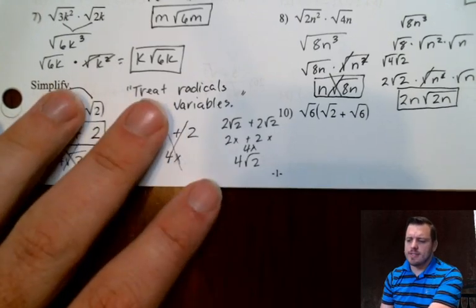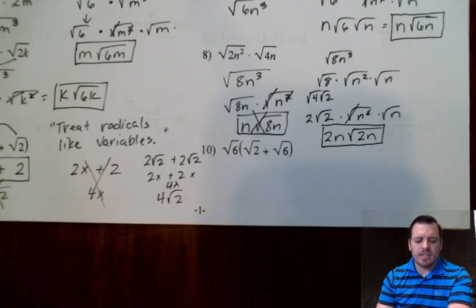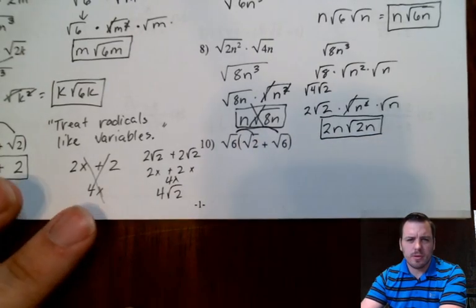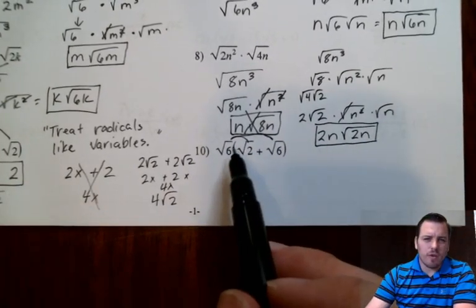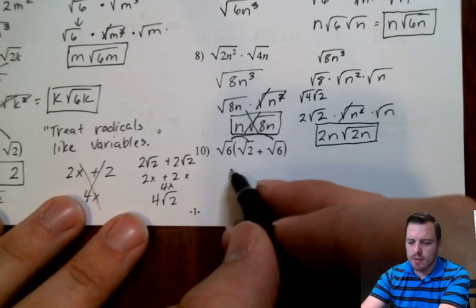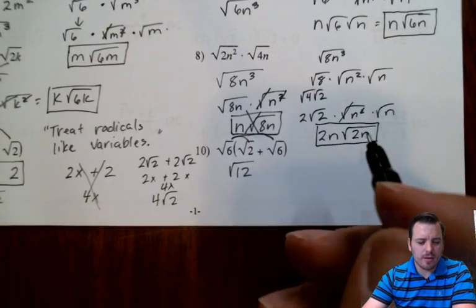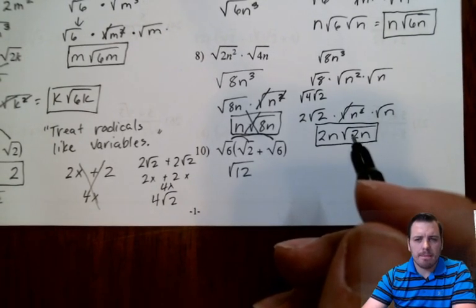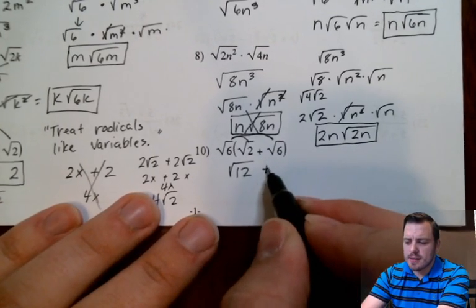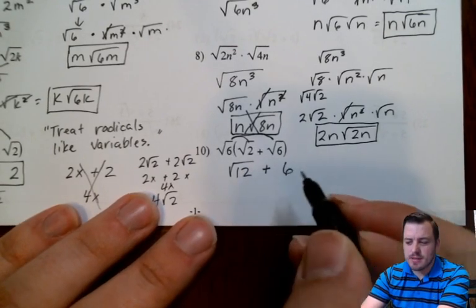All right, looking at number 10. Same thing here. I just need to do distributive property. Distribute, distribute. Now, what is radical 6 times radical 2? Radical 6 times radical 2 is radical 12, because 6 times 2 is 12. And then plus radical 6 times radical 6 is just simply 6.